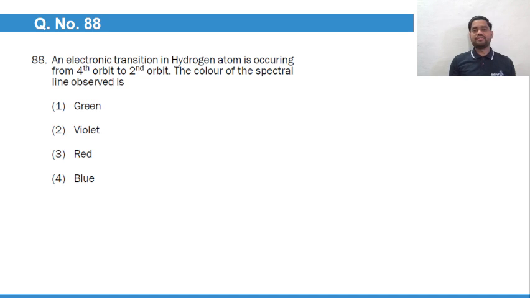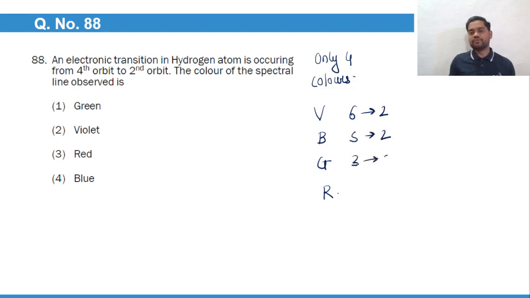88. An electronic transition in a hydrogen atom is occurring from the 4th orbit to the 2nd orbit. The color of the spectral line observed is? Now here you have to remember, this is a memory based question. Only 4 colors are visible in the Balmer series, and that is VIBGYOR. How I remember it in this VIBGYOR, that is V B G R, is like from 6 to 2, then from 5 to 2, then from 4 to 2, and from 3 to 2. This is how I remember VIBGYOR. So 6, 5, 4, 3, and Balmer series is 2nd position. So from 4 to 2, what they have asked is green. So option number 1 will be the right answer.